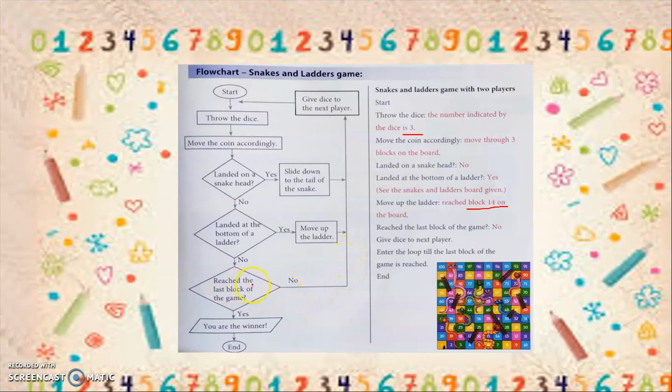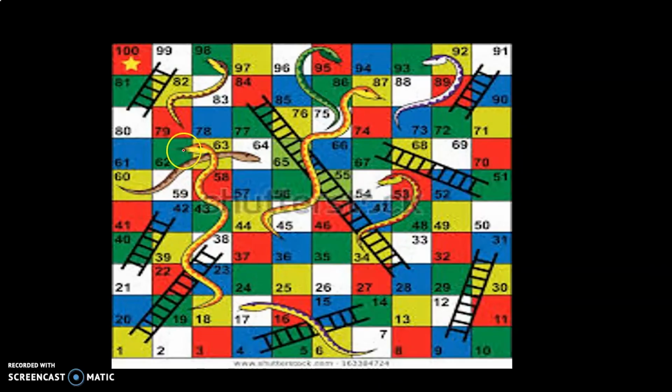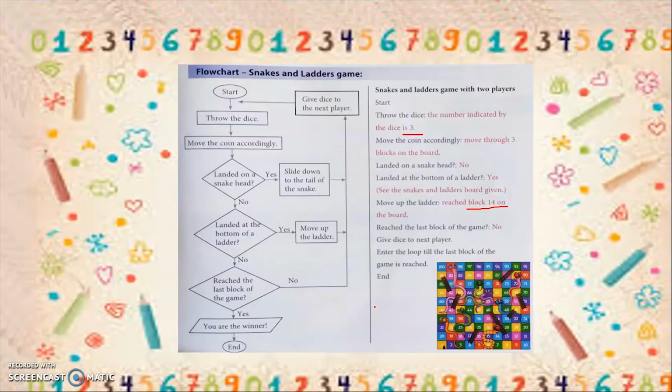Our next question is: reach the last block of the game. Which means, have you reached here? This is our last block now. Starting from 1 to 100, this is our last block. So 100 is our last block. Have you reached here? No. We have reached only 14. So our answer is no.